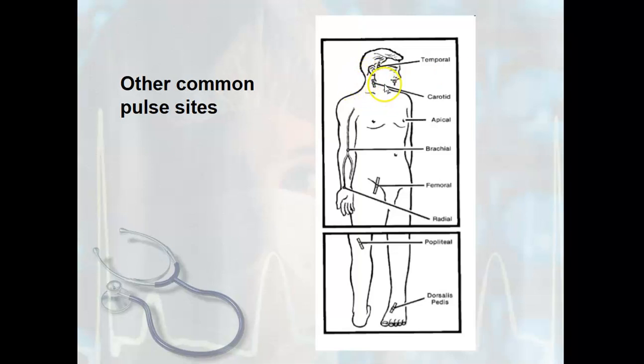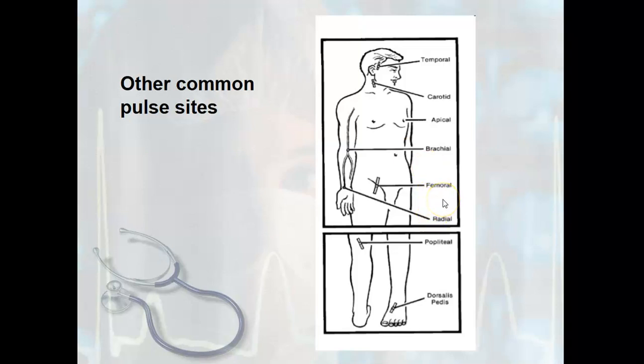Then we've got the carotid right here in the neck. This was the one that you checked with in CPR, because it is not affected by blood pressure. Okay, that's going to come up again in a minute. If their heart is beating at all, they will have a carotid pulse. The apical pulse is the one that we listen to with the stethoscope. The brachial pulse, this is the one that we use to take blood pressure, which we will learn also.